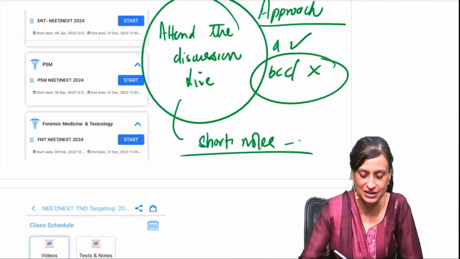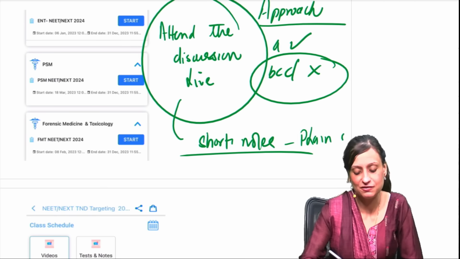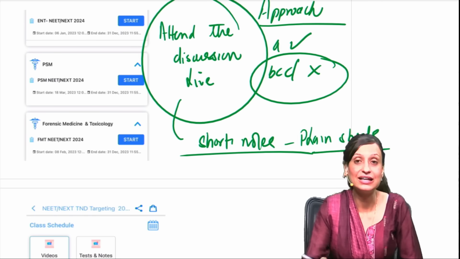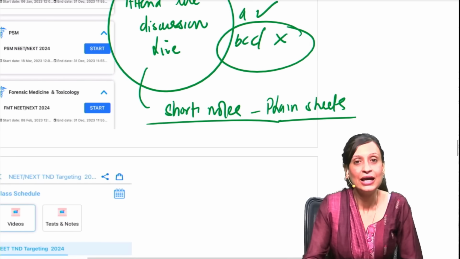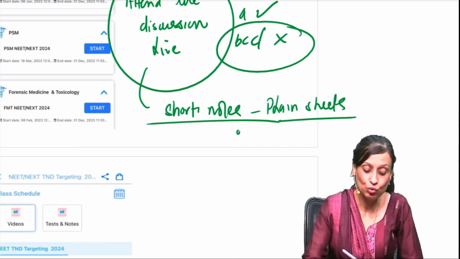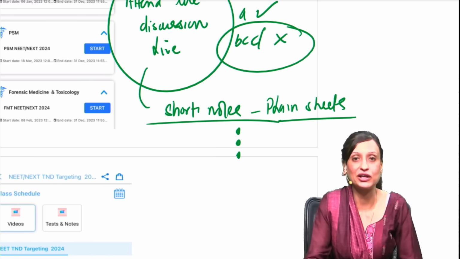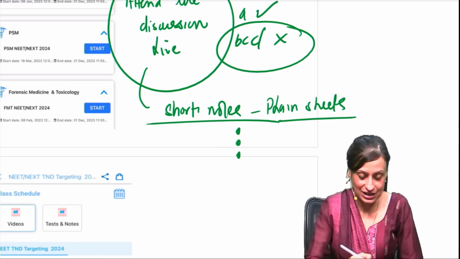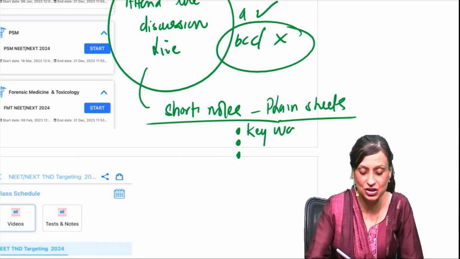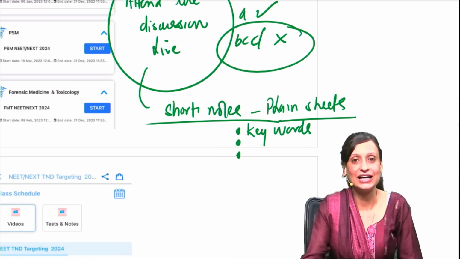No. What I want you to do is sit with plain sheets of paper when you attend the discussion. Okay. And in these plain sheets, you have to have a habit that you will write only in the form of points, only key things. So keywords is what we are highlighting.